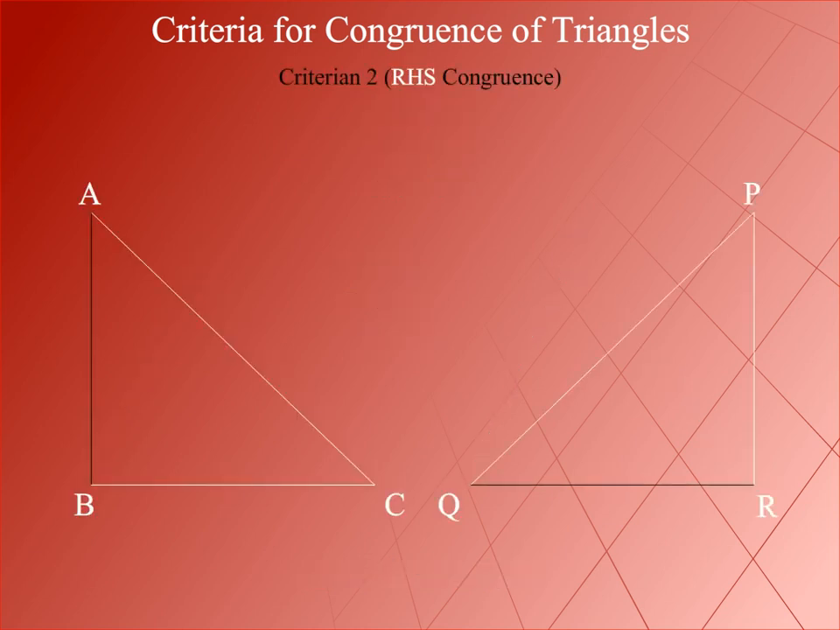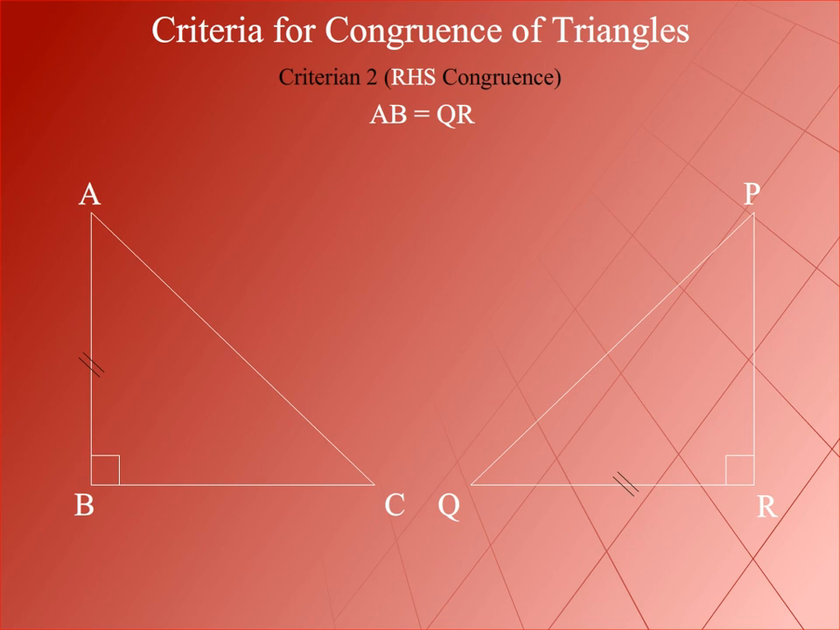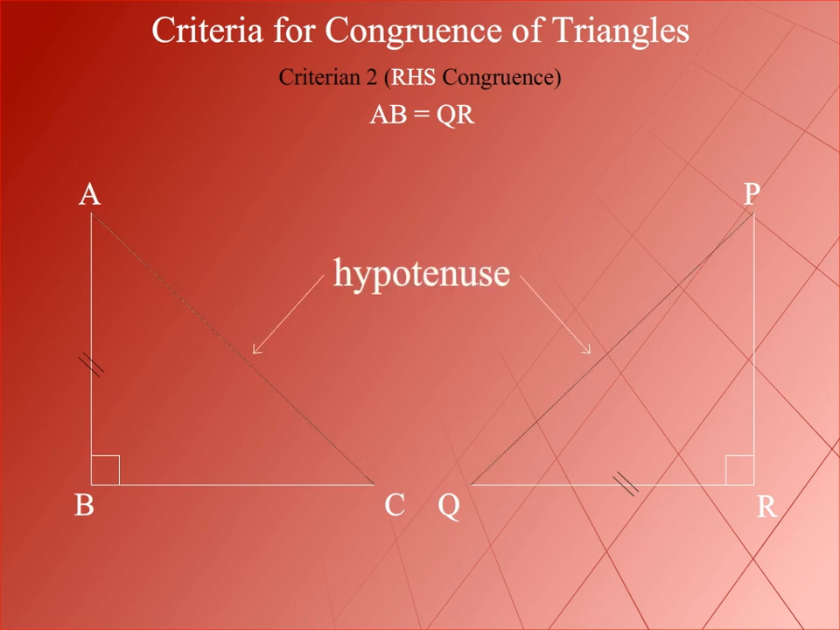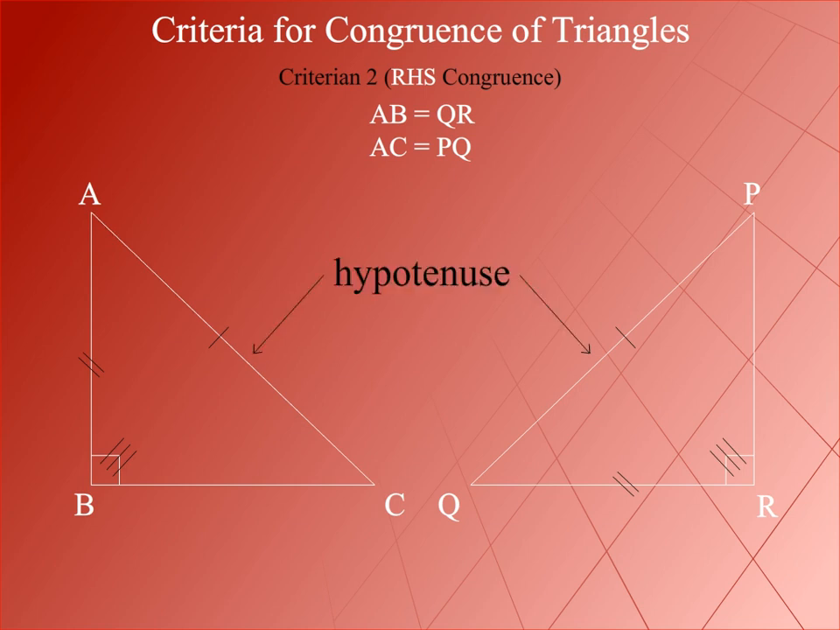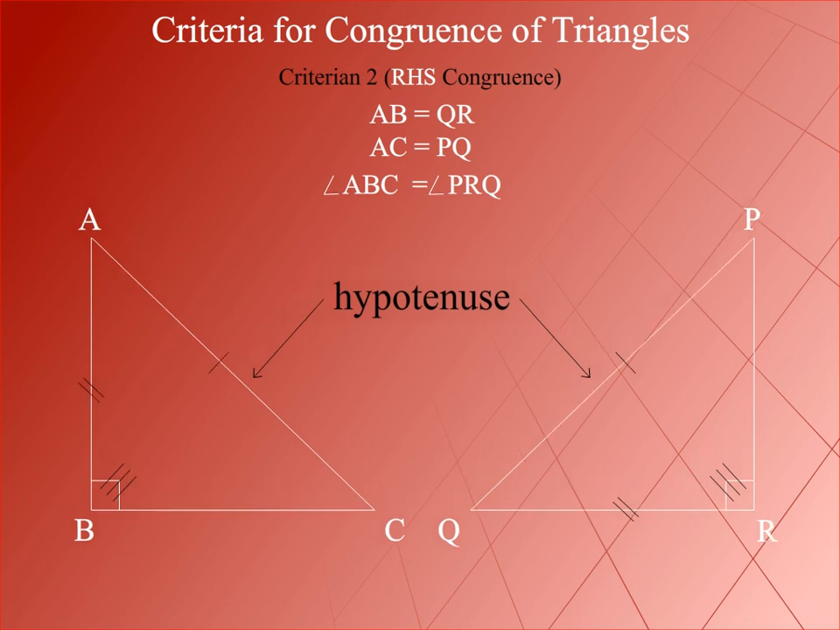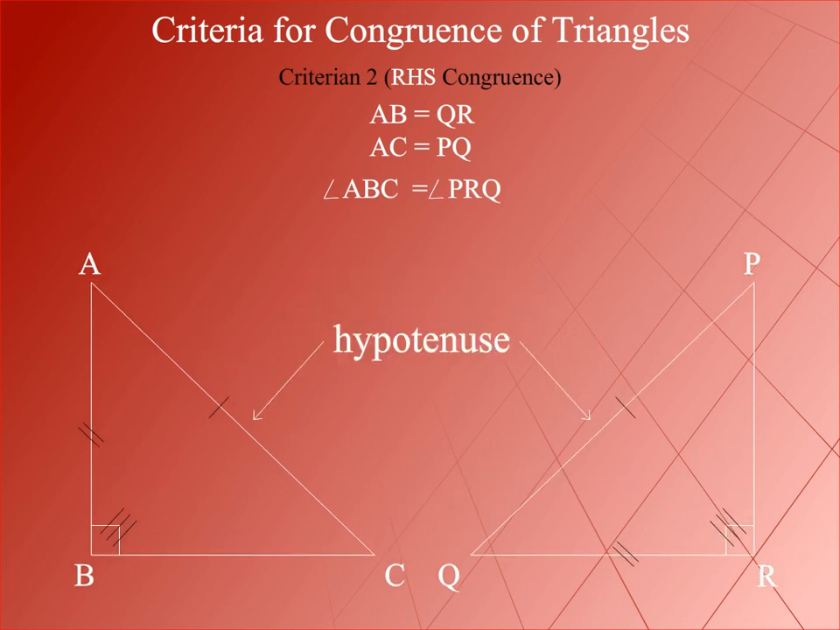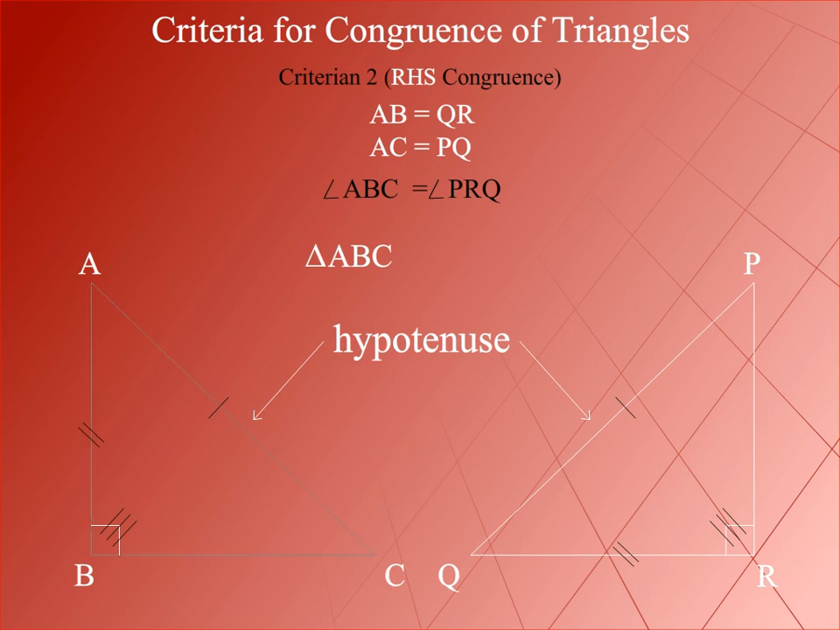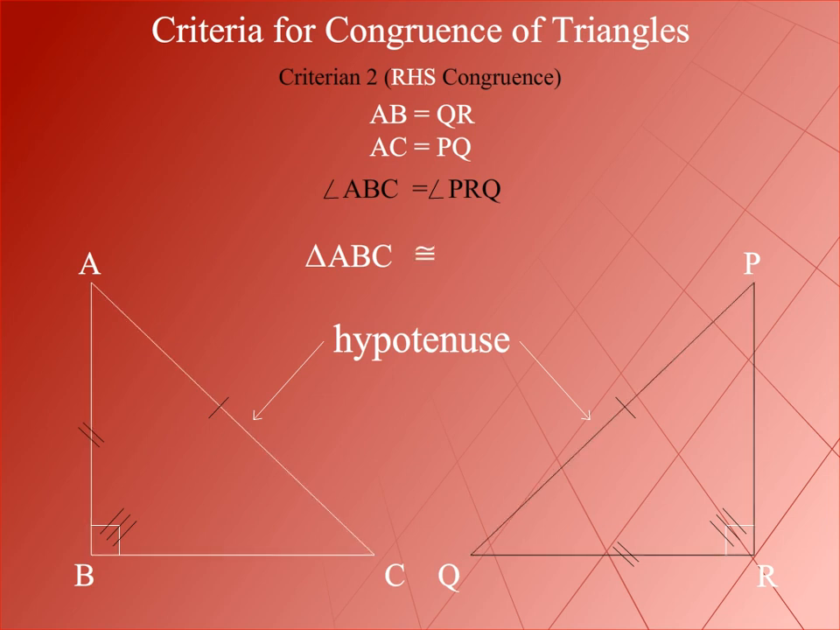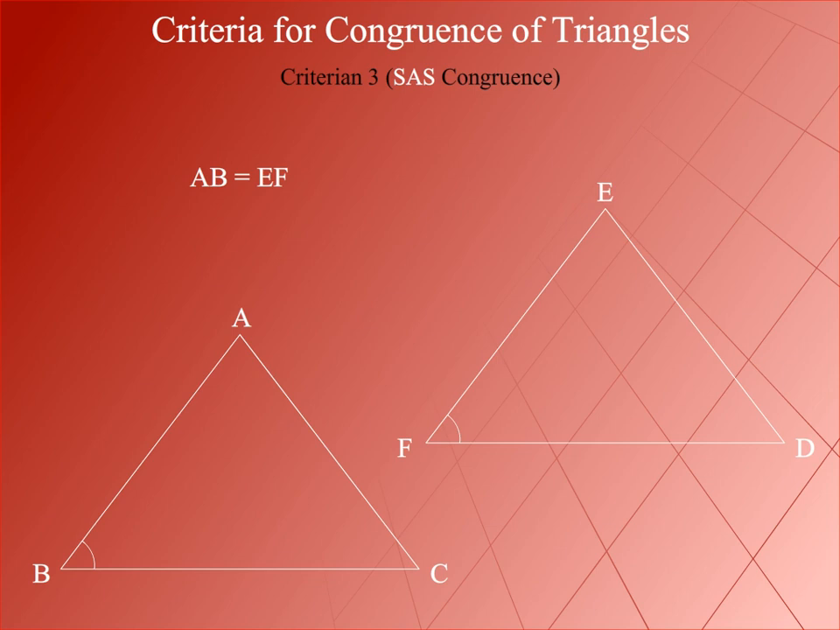Criterion 2. RHS congruence. Right angle, hypotenuse, and a side are equal. 2 right-angled triangles are congruent if the hypotenuse and one side of one triangle are respectively equal to the hypotenuse and one side of the other triangle, that is, in 2 right-angled triangles, triangle ABC is congruent to triangle PQR. Criterion 3. SAS congruence.